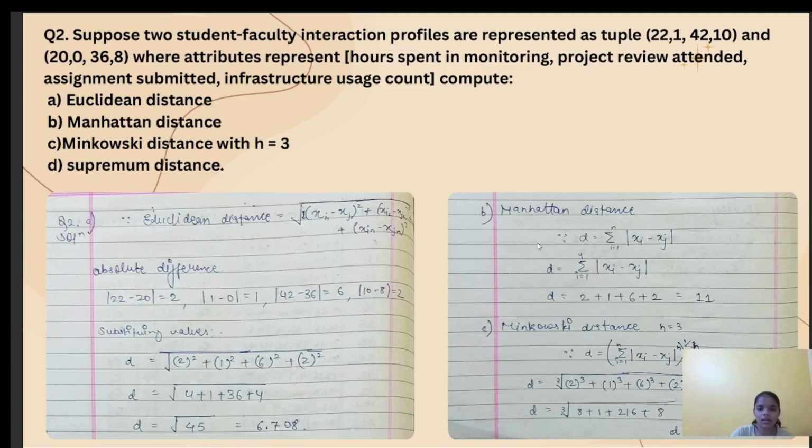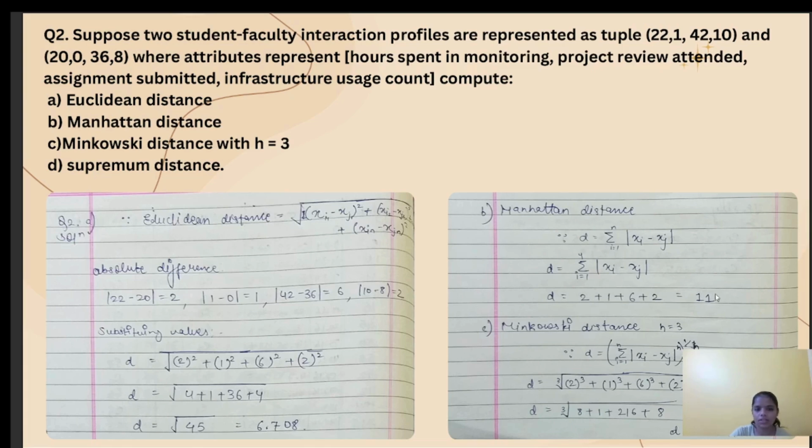Now second, we have to calculate the Manhattan distance. To calculate this, our formula is D equals summation of i equals 1 to n of the modulus value of xi minus xj. We have already calculated the modulus values, so we will substitute them into our formula to get the distance. Here n equals 4, as per our question: 1, 2, 3, 4. So our summation goes from 1 to 4. So D equals 2 plus 1 plus 6 plus 2, taking these values from the absolute differences we already calculated. So our distance is 11.